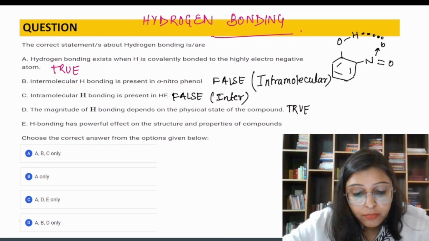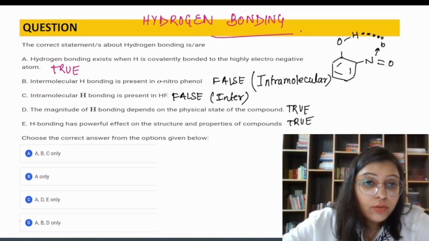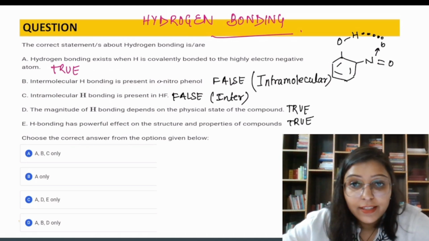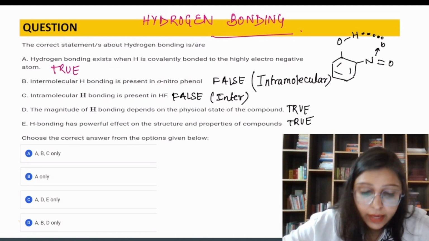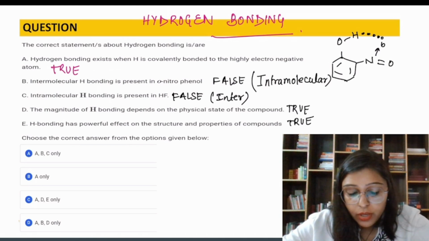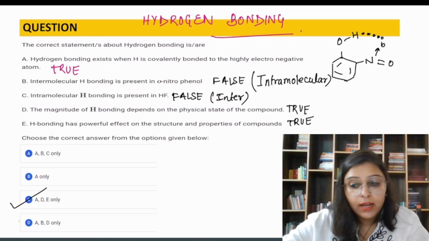Hydrogen bonding has a powerful effect on the structure and properties of the compound. True. If we have hydrogen bonding, then boiling point increases and solubility in water increases. So these are the powerful effects, and this is also true. Now the question is to choose the correct answer from the options given below. We have options A true, D true, and E true. So option C is the correct answer.